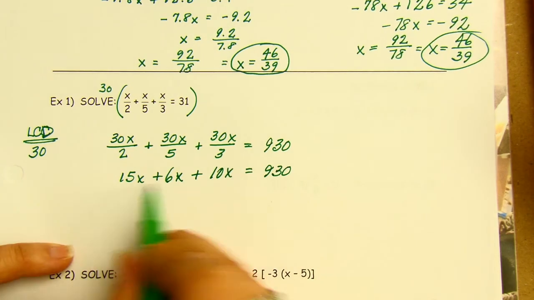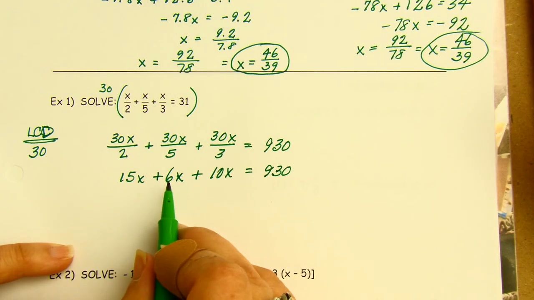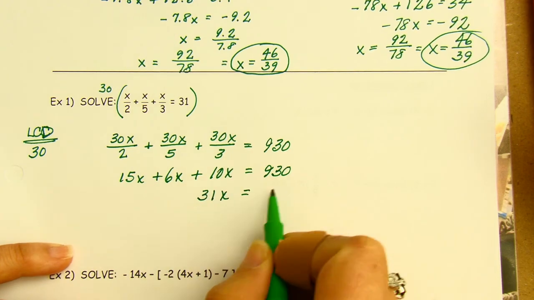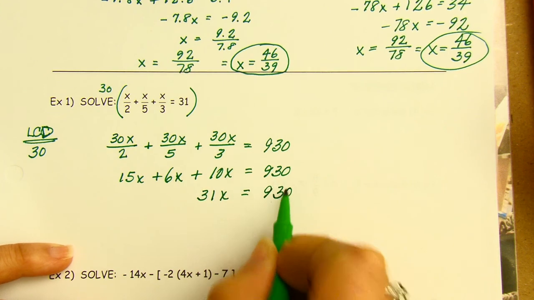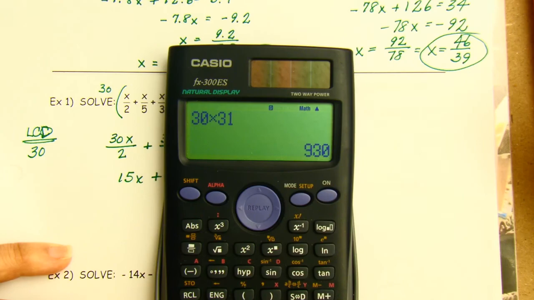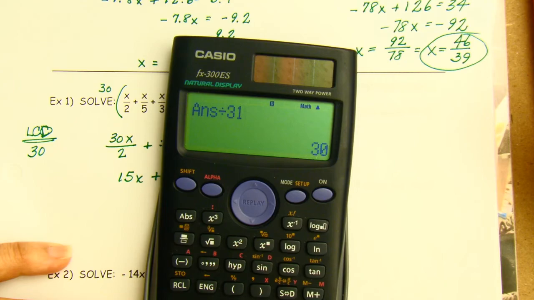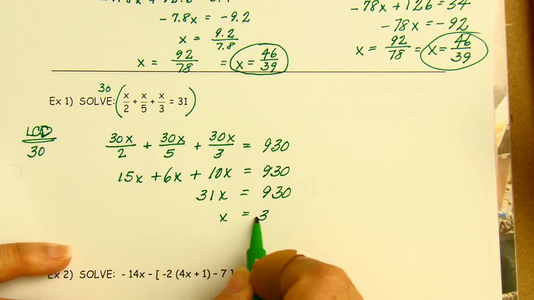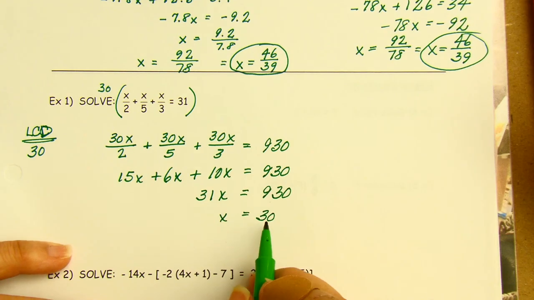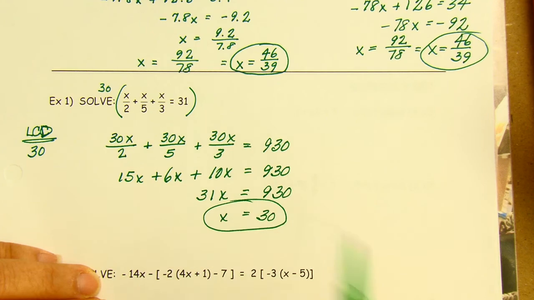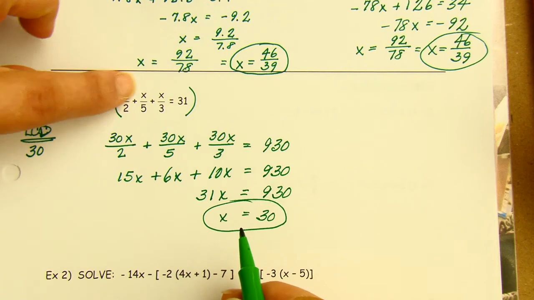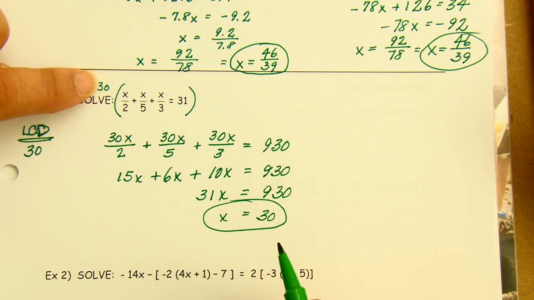All right, we're going to add these up. 15 and 10 is 25, plus 6 more is 31x equals 930. Again, take your calculator, do 930 divided by 31, and you see that x equals 30. Probably a coincidence that x equals 30 and 30 was my least common denominator, but either way, that is what x is. And you can check these. You substitute the 30 back in, and we could do that quickly.